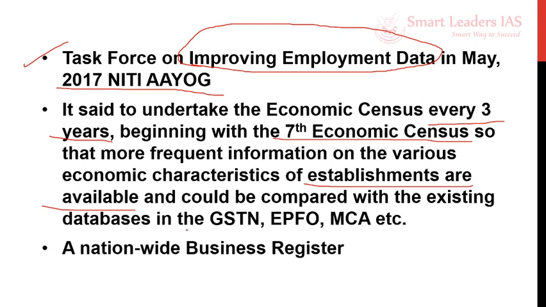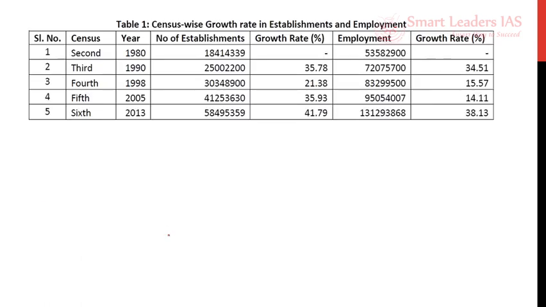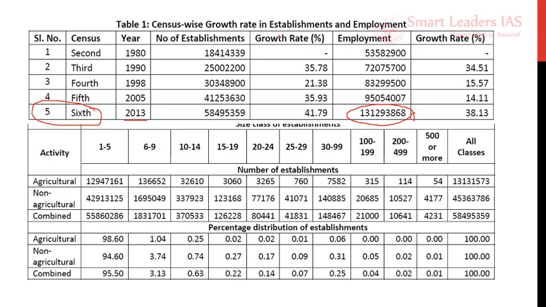Or we can say, a business register prepared under the government, it will be helping us. Sixth economic census, 2013, said that under the findings, nearly 13 crore people are employed under other non-farm establishments. Below 10 workers is informal. So this is the area.